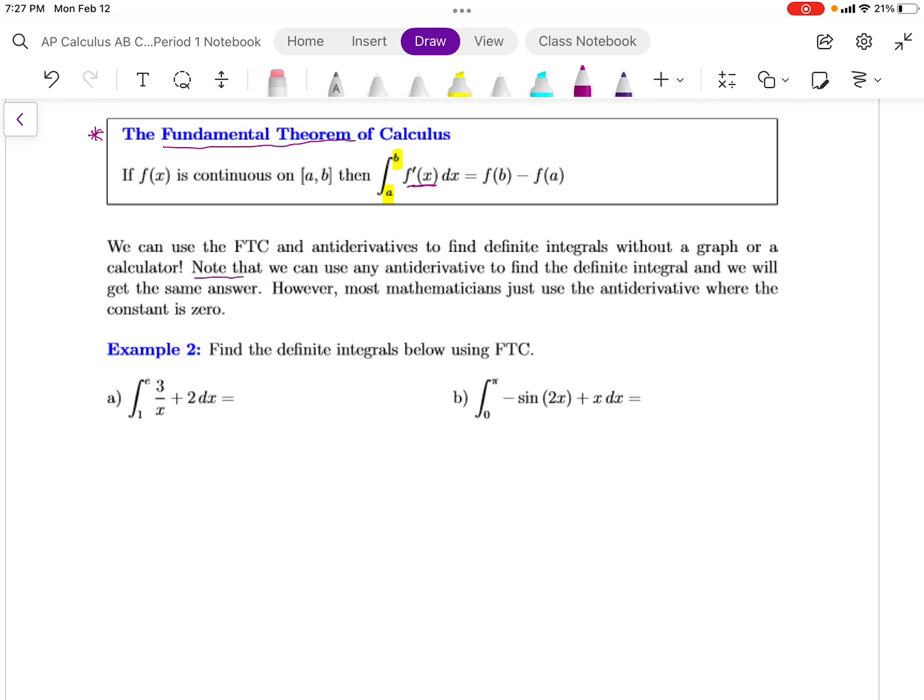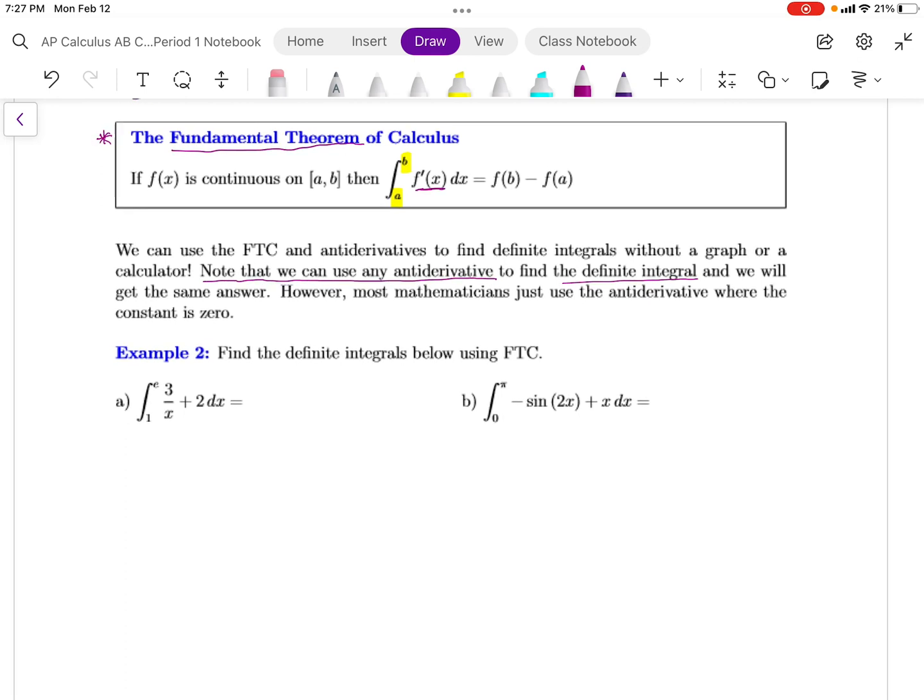Now here's the thing, we can use any antiderivative to find the definite integral, okay? Because as we know, we can have a whole family of antiderivatives. So we can use any one we want, and it will still get us the exact same answer. However, a lot of times what we do is use the antiderivative where the constant is 0. So you're going to see me find an antiderivative by not adding the additional plus c at the end. That's because I'm finding definite integrals. The indefinite integral represents all the antiderivatives for that function, the family of functions, whereas this is just going to give me one answer.